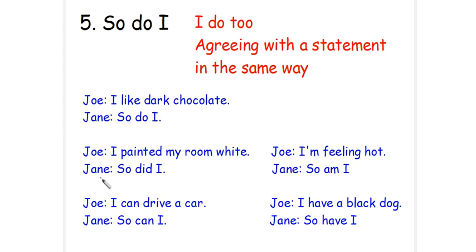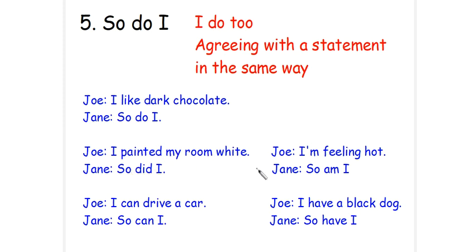So if Joe says to Jane, "I painted my room white," Jane could say, "So did I." If Jane also painted her room white, she could say, "So did I." Remember, can you see? So do I, so did I. Remember, painted is in the past, it's an event that has already happened. So Jane would have to use did. So did I. This is in the present. I like dark chocolate. So do I. I painted my room white.